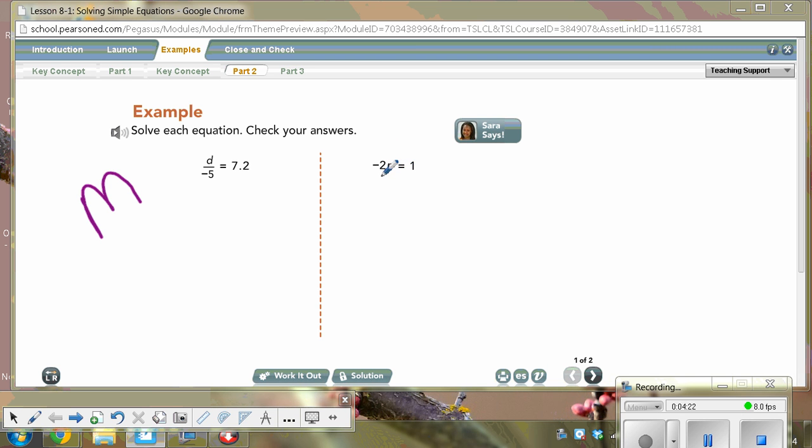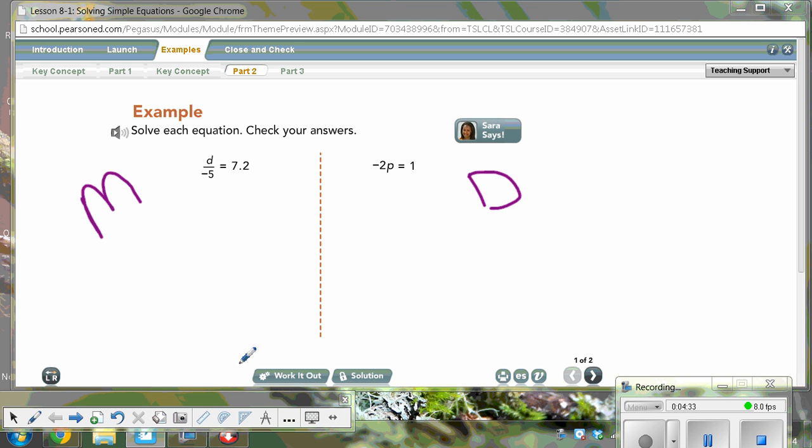Well, how do I undo this here? Because remember, I want to get the variable, the letter by itself. By multiplying, I undo it by dividing. Correct. Excellent. Okay, so go ahead and pause and see if you can work this on your own, and then come back and check out the solution and see how you've done.